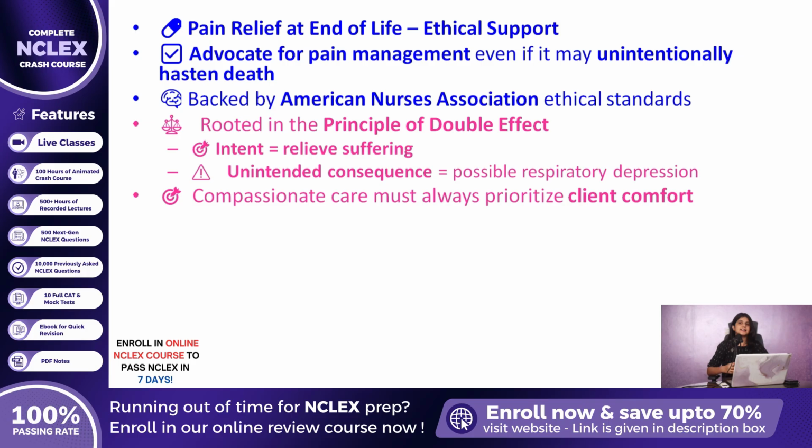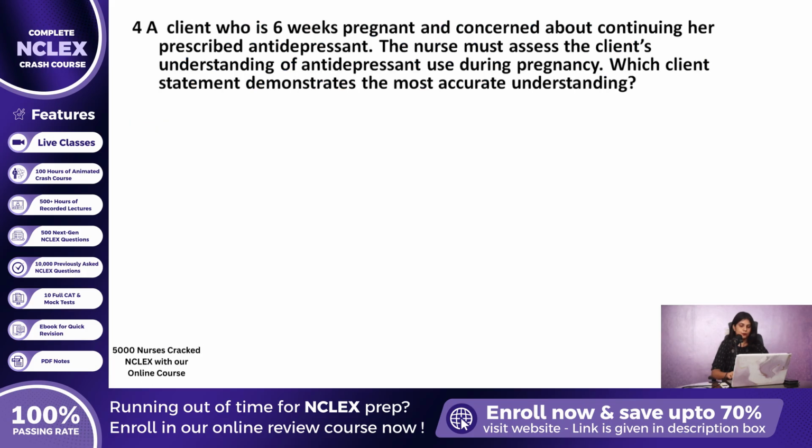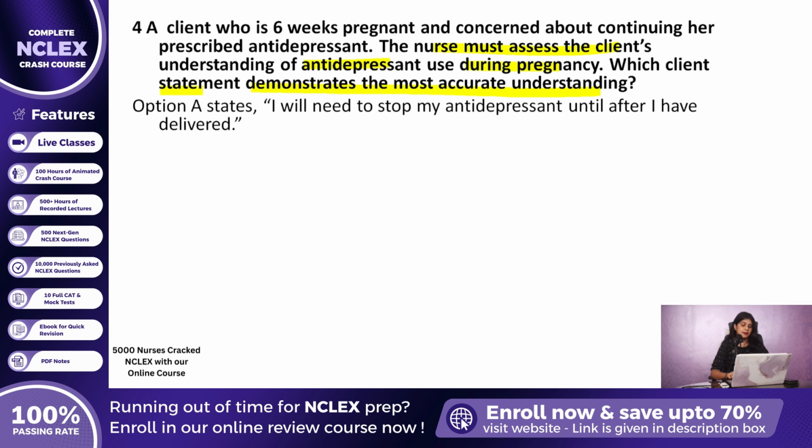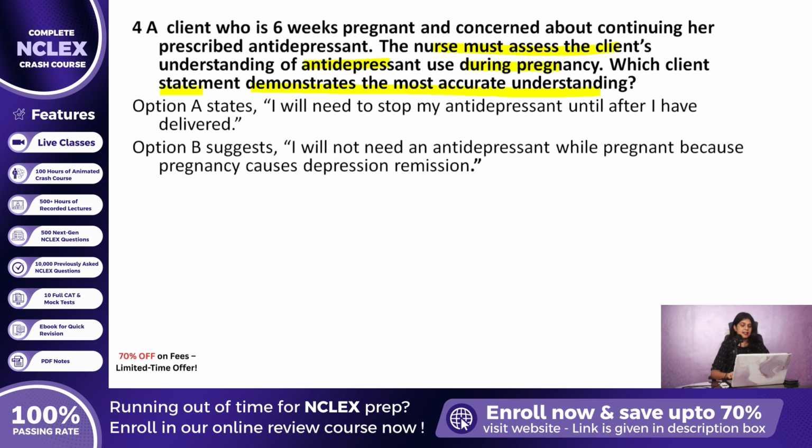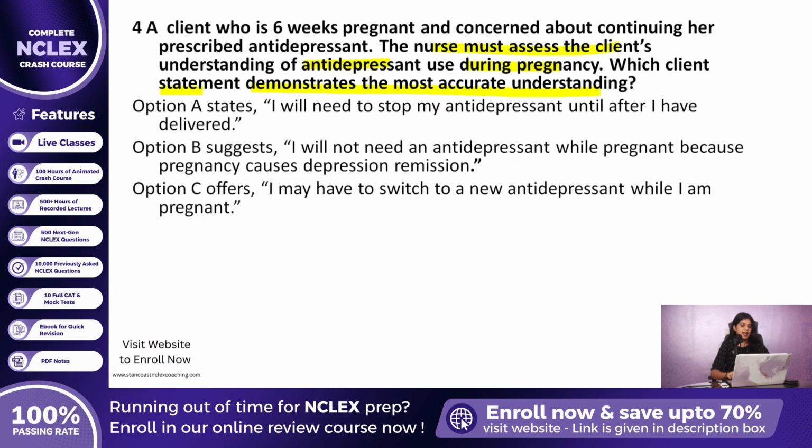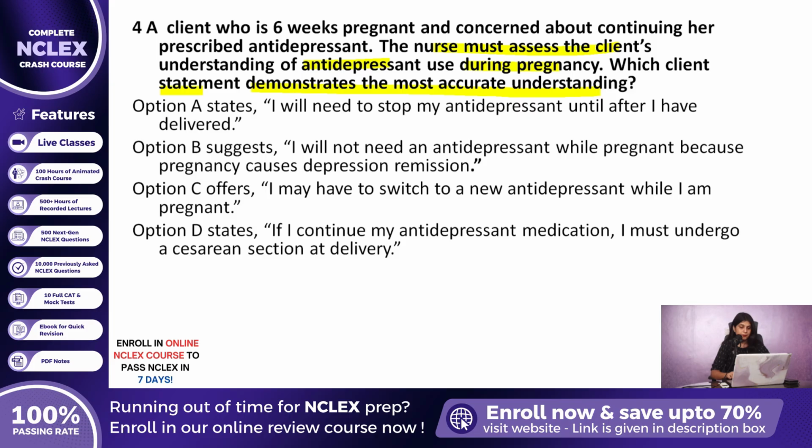Continuing with pharmacological considerations during pregnancy, question 4 focuses on a client who is 6 weeks pregnant and concerned about continuing her prescribed antidepressant. The nurse must assess the client's understanding of antidepressant use during pregnancy. Which client statement demonstrates the most accurate understanding? Option A states, I will need to stop my antidepressant until after I've delivered. Option B suggests, I will not need an antidepressant while pregnant because pregnancy causes depression remission. Option C offers, I may have to switch to a new antidepressant while I'm pregnant. And Option D states, if I continue my antidepressant medication, I must undergo a cesarean section at delivery.